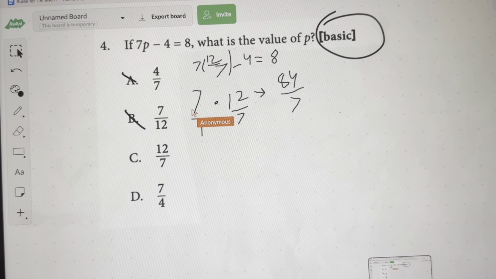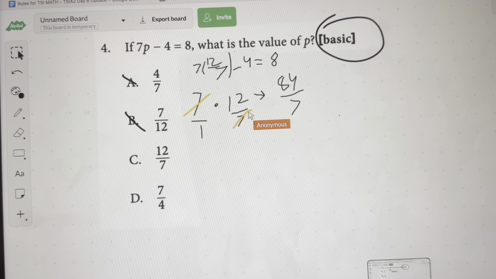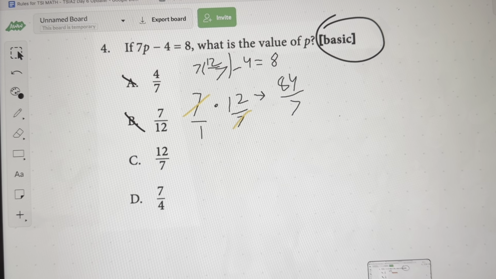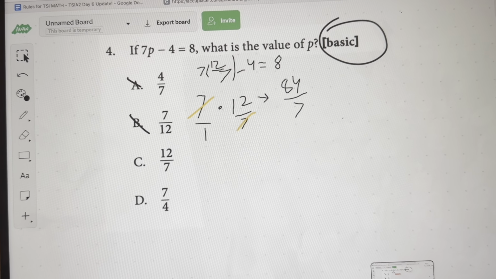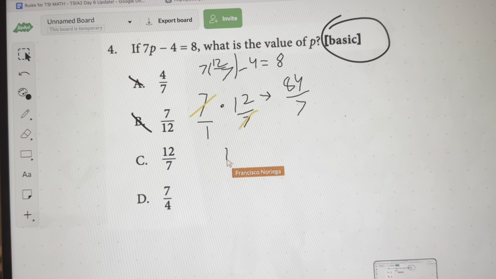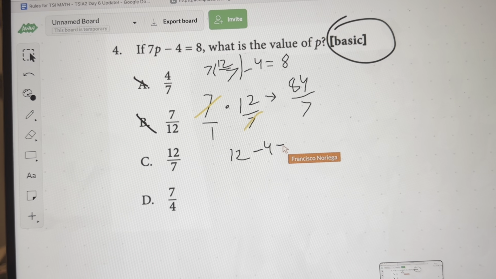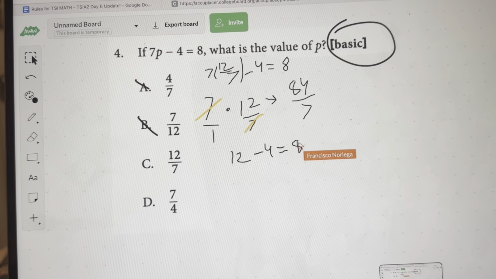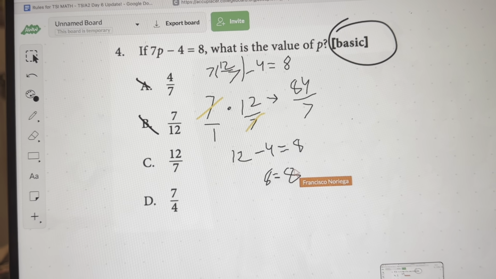We can cancel the 7s. Let's go ahead and calculate what is 84 divided by 7. It should be 12. It's 12. Cool. So that'd be 12. Minus 7 looks good. That works.